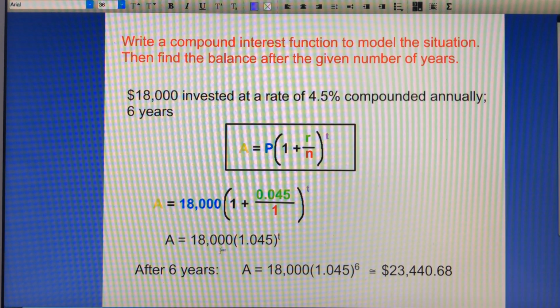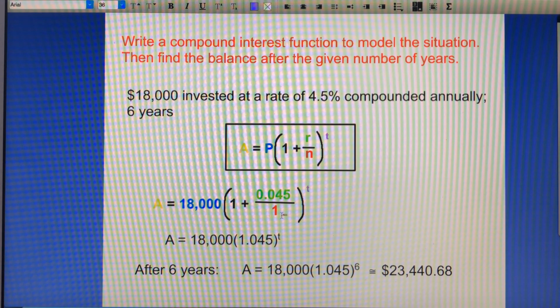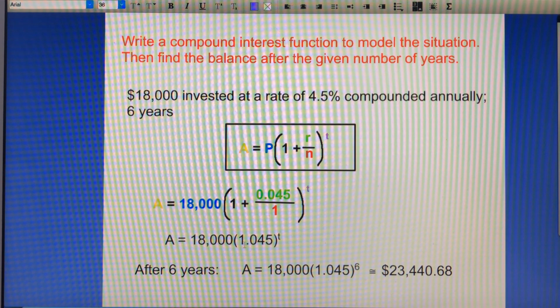A equals 18,000 times (1 plus 0.045 divided by 1). Now, divided by 1, really? What is divided by 1? It means it's itself. So I didn't really have to divide anything. So it's really 1.045 to the t power. After 6 years, so I replace t with 6. Do my calculations, which I sure hope I'm using a calculator. 1.045 to the 6th power times 18,000.